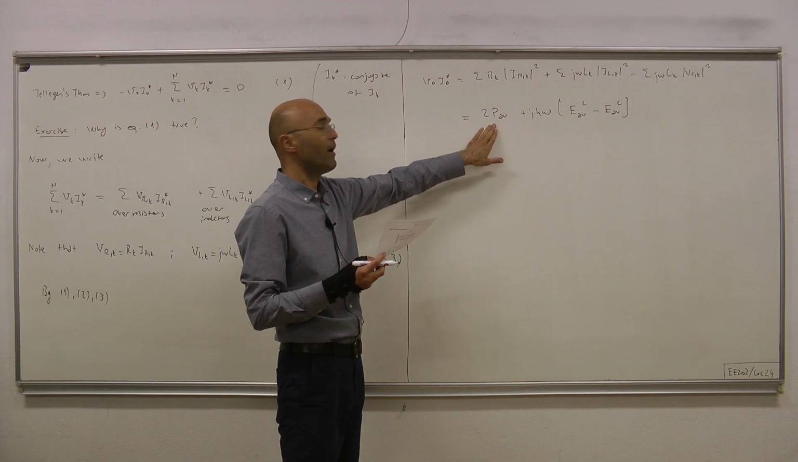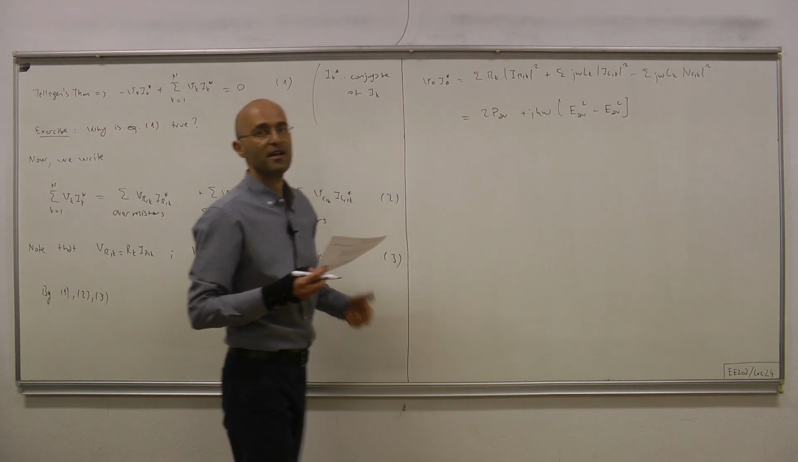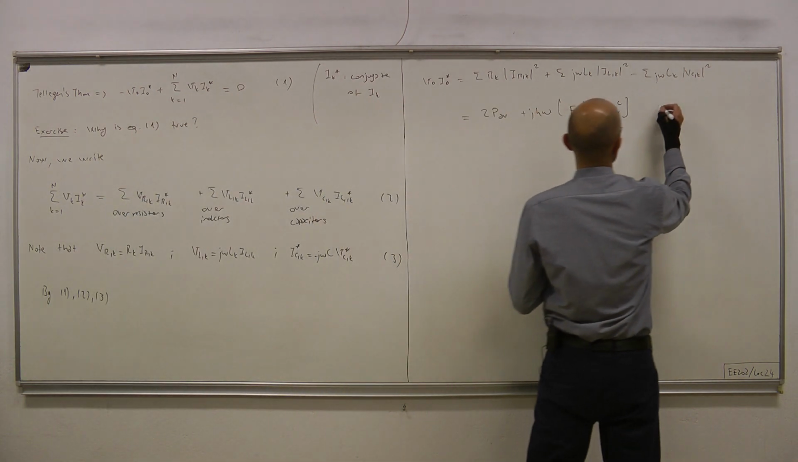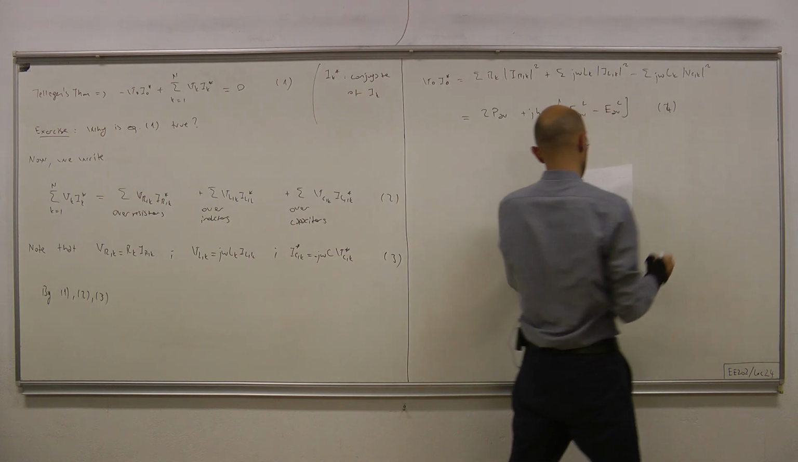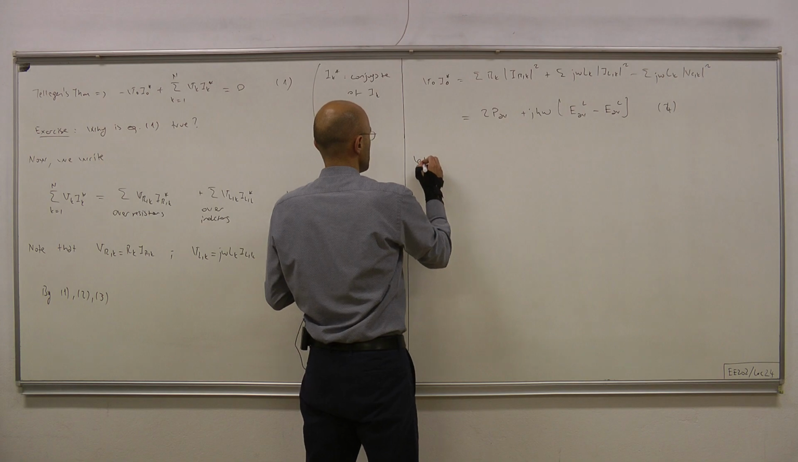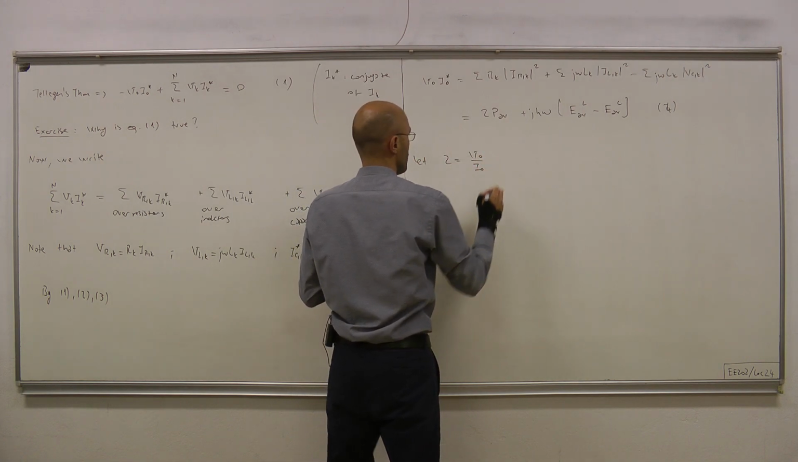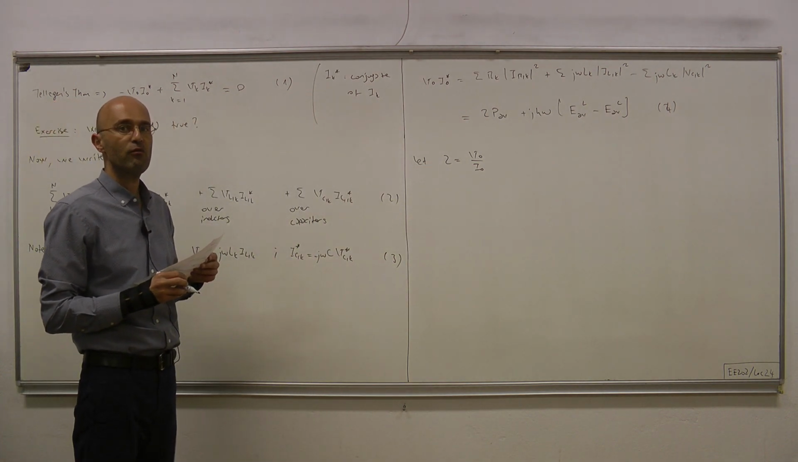So the real part has some physical interpretation. The imaginary part also has a physical interpretation. So let's get rid of this factor of 2. This is equation 4. Okay. So let Z equal the ratio of V0 to I0. In other words, that's the impedance of our one port N.